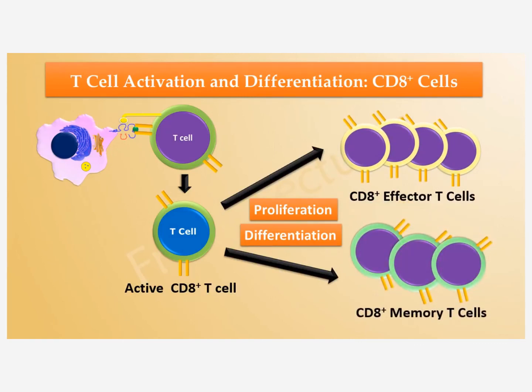Effector CD8 positive T cells are the cytotoxic T cells that attack the body cells affected by the pathogen or antigen. And memory T cells are able to quickly proliferate and differentiate into more effector cells and memory cells if the same pathogen infects in future.